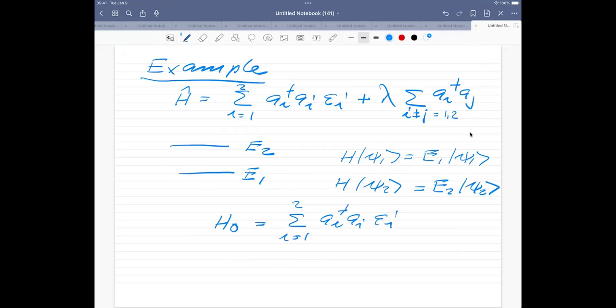And we are now going to make a basis where we define a phi 1 in terms of a1 dagger acting on a true vacuum. And then I have a phi 2, which is simply equal to a2 dagger acting on a true vacuum.